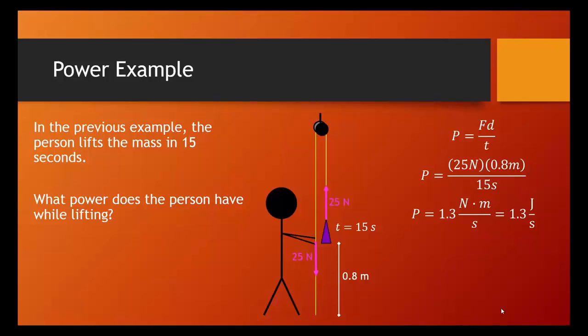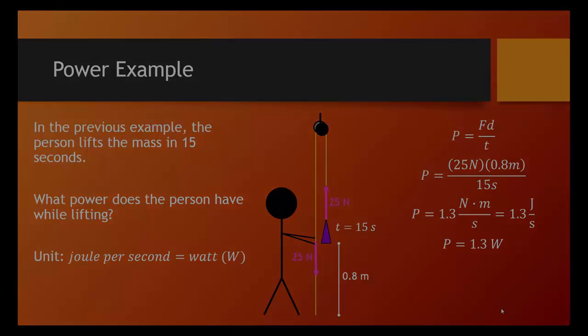For some reason, scientists decided that joules per second should have a special name. So this unit, joule per second, we're going to call a watt. And you've definitely heard of watts before. Light bulbs are measured in watts. 60 watts means that light bulb uses 60 joules of energy every second. So finally, we'll say that the power of this person was 1.3 watts.